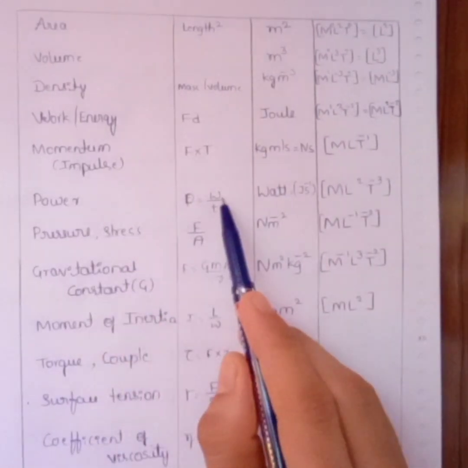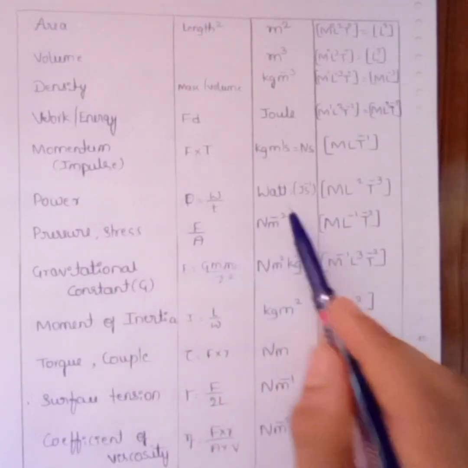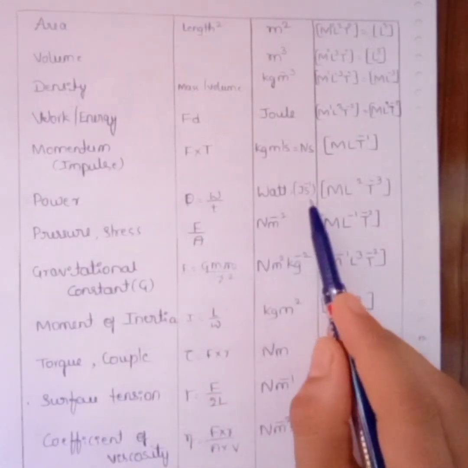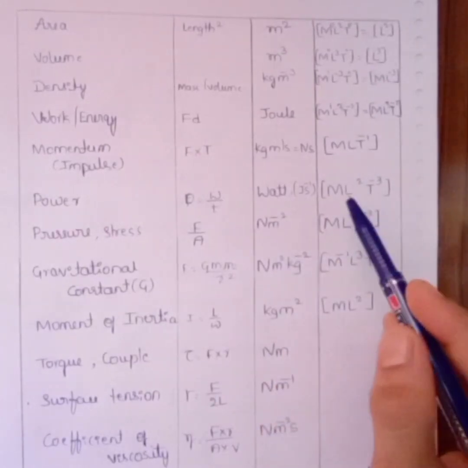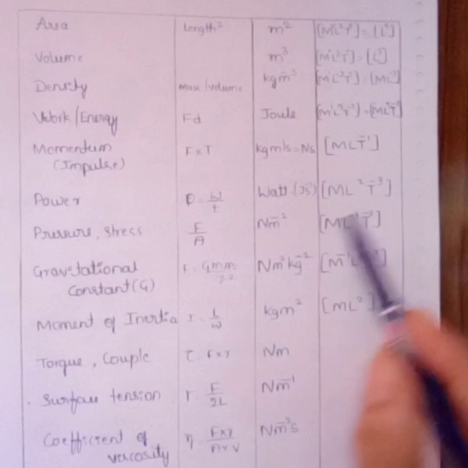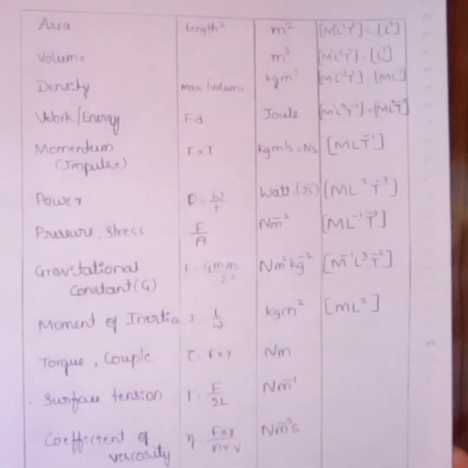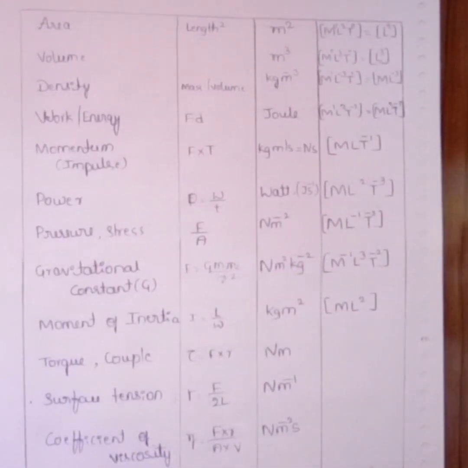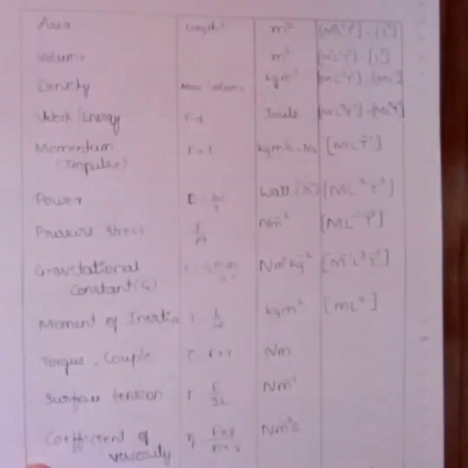Power is equal to work divided by time. In terms of unit, joule per second or watt. In terms of dimensional equation, ML square T minus 3. In the similar way, we can write dimensional equation for all the terms. Then, how we have to write dimensional equation for torque?